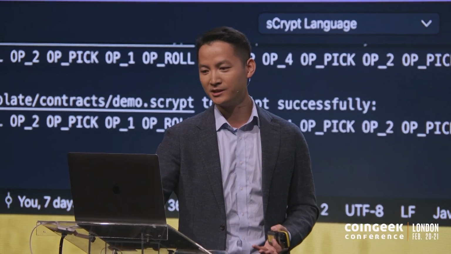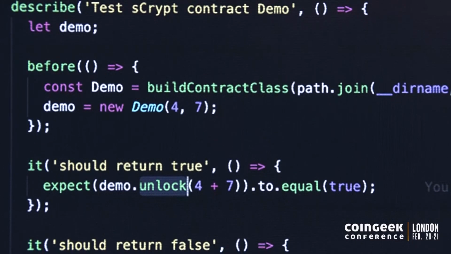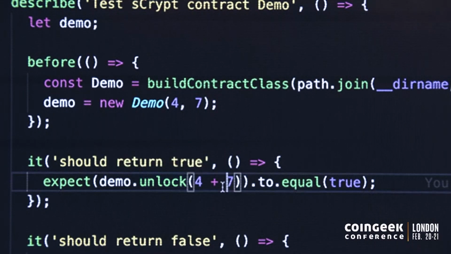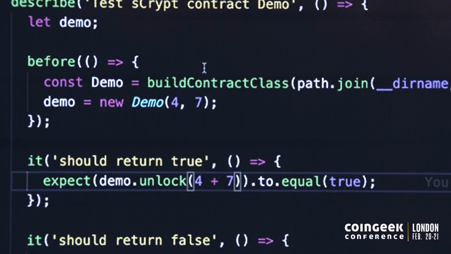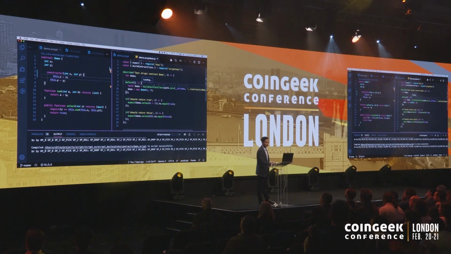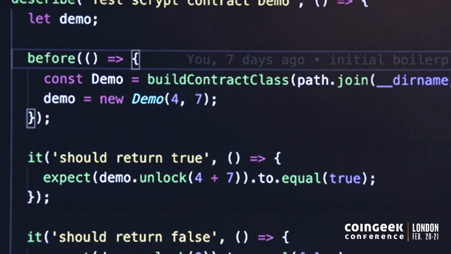So you can initialize it. Let's say Demo. You give it two parameters, 4 and 7, and then you can call the function it has. So unlock here, as I mentioned, you only succeed when the input you put is the sum of the two. So in this case, okay, it will pass, right? You can also run it very quickly by right-clicking and then saying run test. Okay, now it's running, and boom, now it's good, right? So basically that lets you test sCrypt pretty much in JavaScript.